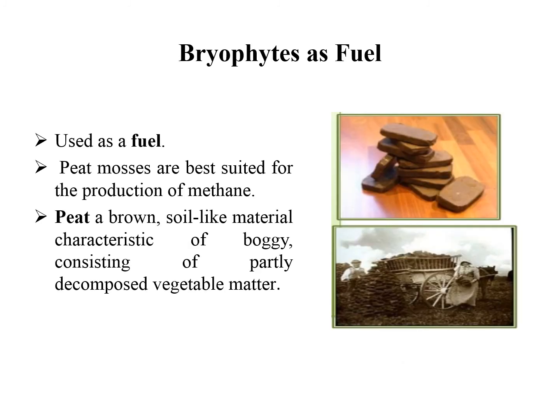Liverworts and mosses have long been used as a fuel in developed countries. Peat mosses are the best suited for the production of methane, and peat is likely to become an important source of fuel for production of heat, methane, or even electricity in the future. What is peat? Peat is a brown, soil-like material characteristic of bogs, consisting of partly decomposed vegetable matter.